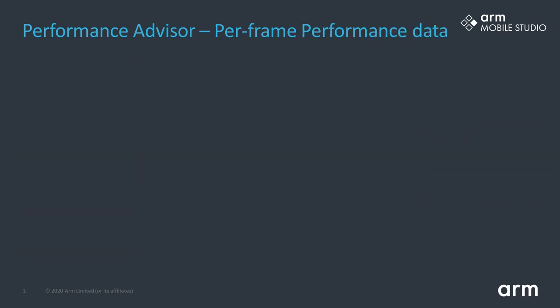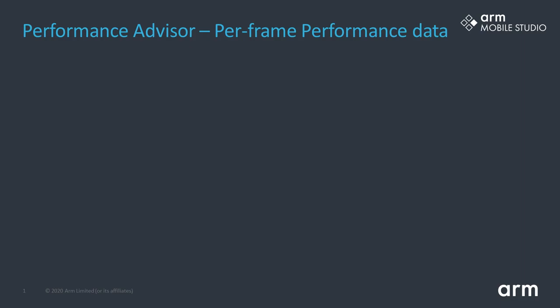We were very privileged to have worked with quite a few beta partners who gave some very valuable feedback while developing Performance Advisor. One of the most significant additions to Performance Advisor as a result of our beta program is the addition of per-frame performance charts. As explained earlier, the underlying data is taken from Streamline Profiler, which does time-based sampling.